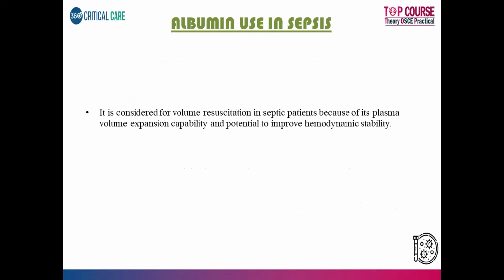The first important one is in sepsis. What is the use of albumin in sepsis? It is basically considered for volume resuscitation in septic patients because of its plasma volume expansion capability, and second, it potentially improves hemodynamic stability.